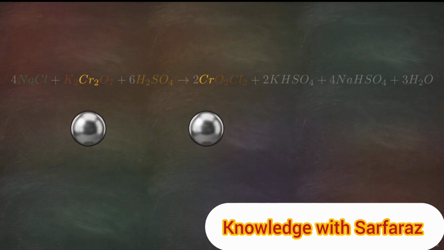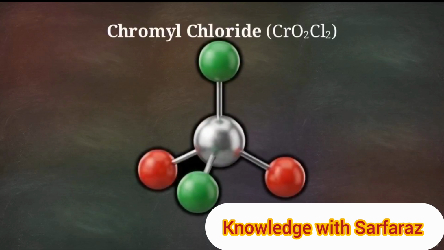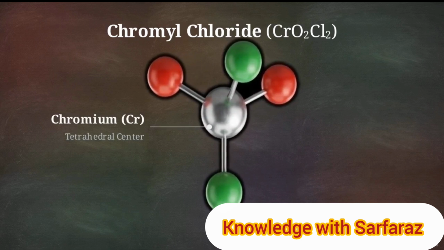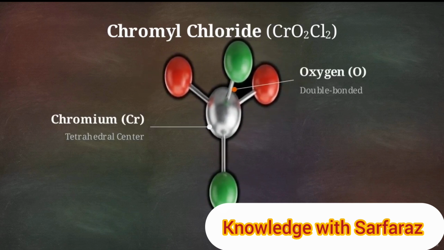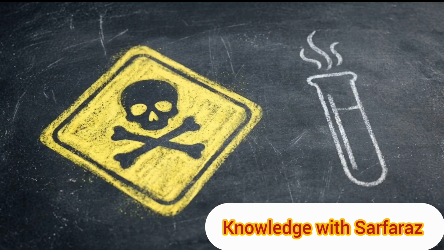Notice the chromium atom. In the dichromate reactant, it holds a +6 oxidation state. In the Chromyl Chloride product, it remains +6. Because no electrons are exchanged by the chromium, this first phase isn't a redox reaction. It is a complexation. This rotating model shows the CrO2Cl2 molecule. Chromium sits at the center of a tetrahedral geometry, double bonded to 2 oxygens and single bonded to 2 chlorines. This is a highly volatile, corrosive, and toxic complex.